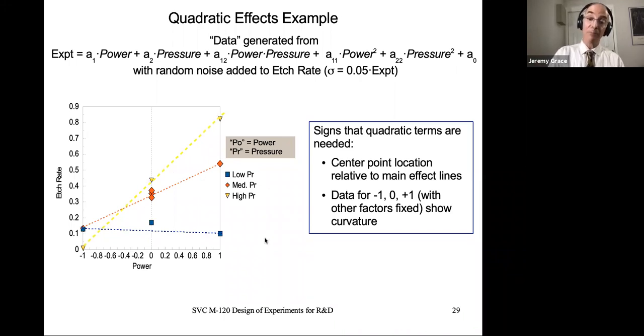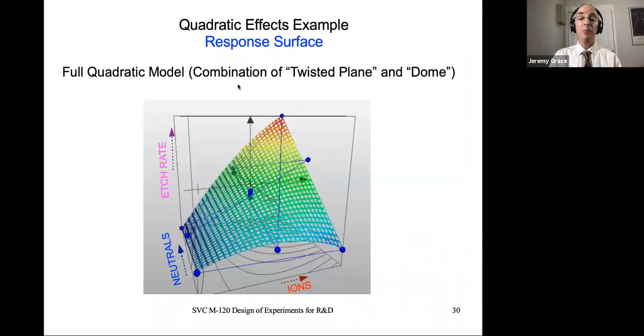You simulate them and you go ahead and take the simulated data and model to this full expression with the full quadratic model. You end up with this response surface, which is not a twisted plane. It's a twisted plane with a little dome added to it. And you can see that the model can mimic the curvature in the data set and predict the center point properly.